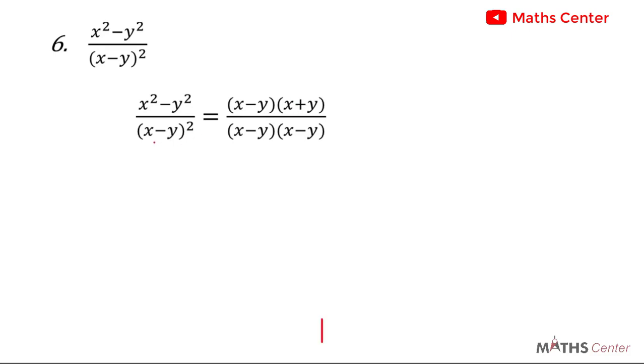We also know from indices that x minus y all squared is the same as x minus y in one bracket, x minus y in another bracket. So from here we can see that x minus y is a common factor, so they cancel out. So we will now have x plus y over x minus y. Remember, we can't cancel either x or y because they are not common factors, and we can't cancel the whole thing because here is x plus y, here is x minus y, and they are different.